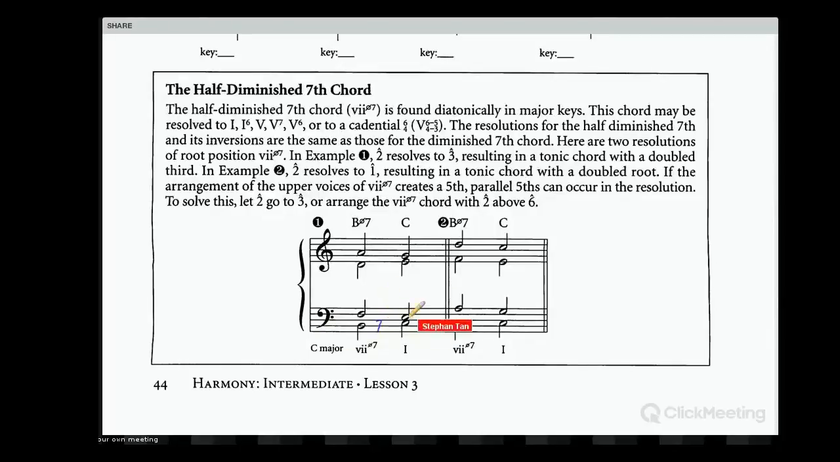So in other words, in C major, 7 to 1, right? 4 to 3, 2 to 3, and 6 to 5. I can move to a 1 chord with a doubled root as long as degree 2 is above degree 6. So if 2 is above 6, 2 then can move to 1, just like in my chart. All right, 7 to 1, 4 to 3. And that's how it works.